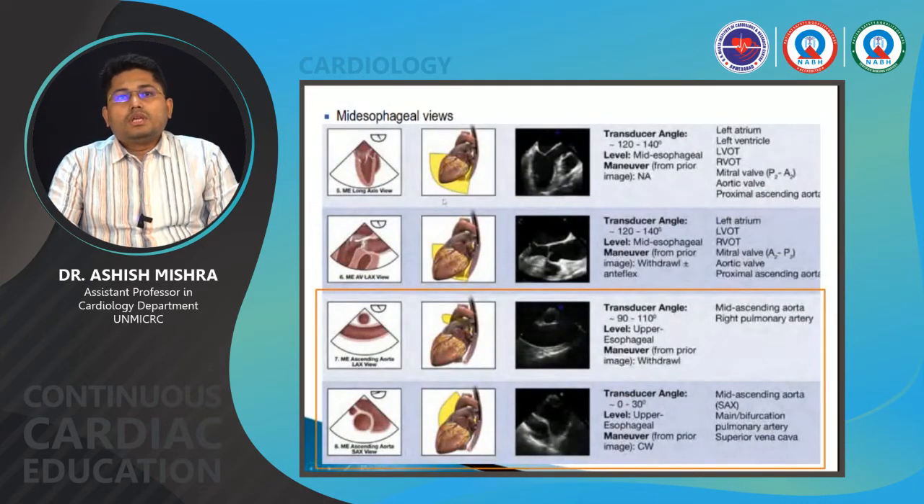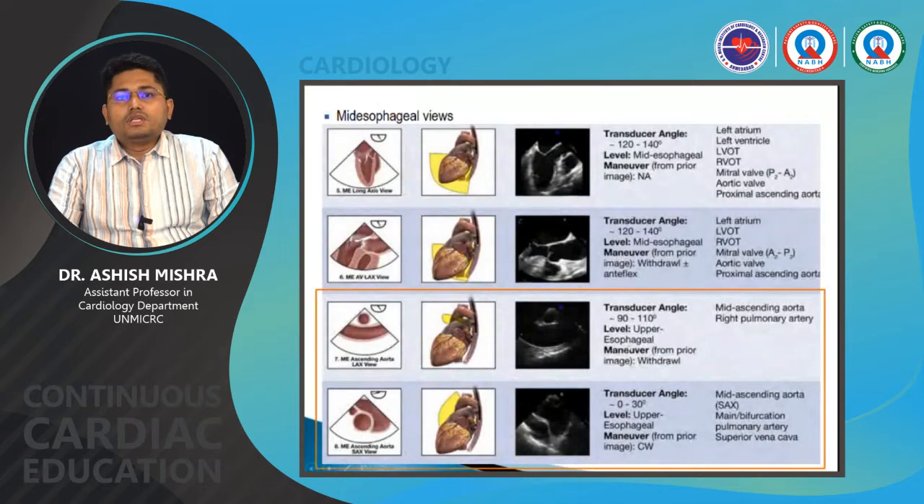Then we have the mid esophageal long axis view, which is obtained at a transducer angle between 120 to 140, and this helps us to see the LVOT, aortic valve, the aortomitral junction, and the mitral valve apparatus. Then we have the mid esophageal long axis view which can be obtained by slight withdrawal and maintaining anteflexion, and again it will help us to see the LVOT, RVOT, and also the aortomitral angle, aortic valve and mitral valve.